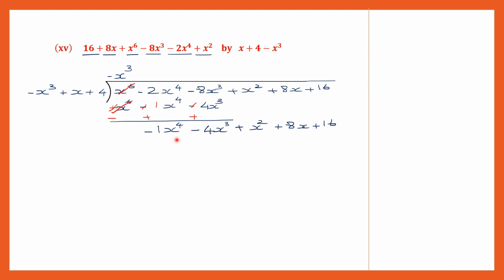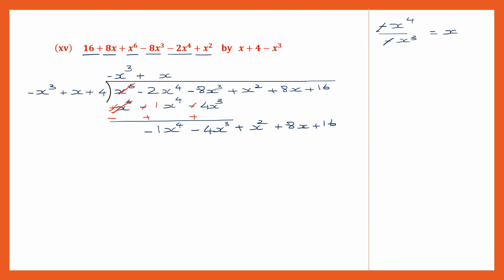So now we're going to take the first term here and the first term here and divide. So minus 1 will be just minus x to the power of 4 divided by minus x to the power of 3. Minus and minus will get cancelled. These two will get cancelled. X to the power of 4 minus 3 is x to the power of 1, that is x. So we're going to take this x and we're going to put it here. So let's write that. So that is plus x.